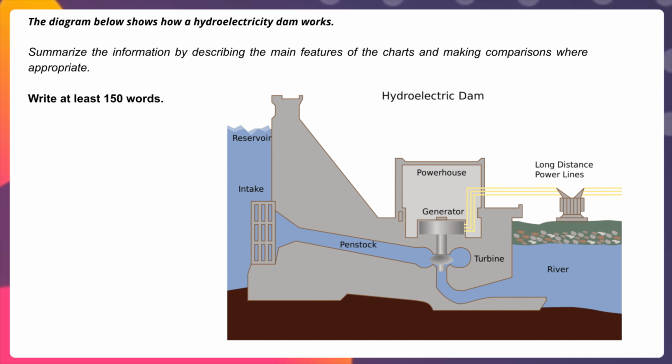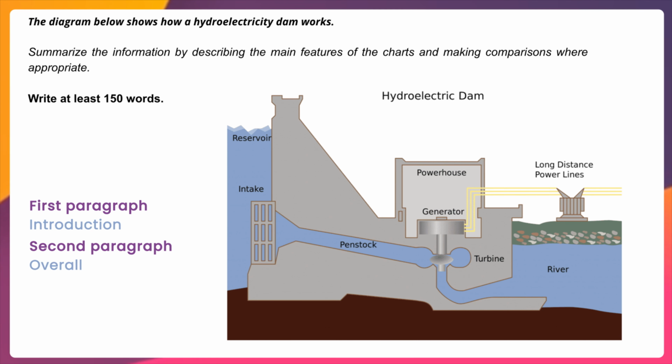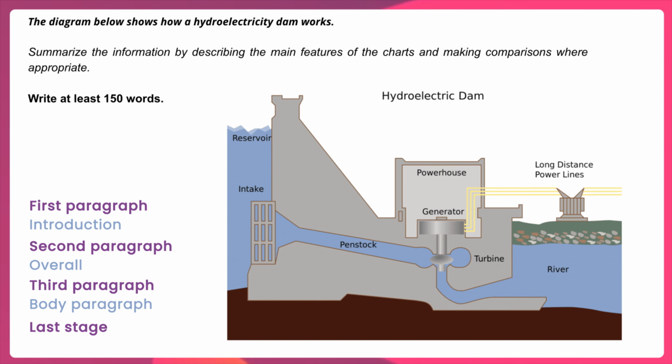I would suggest you take 2 long body paragraphs, which would explain the process before the water gets into the generator and then the process when the electricity is generated. In this manner, you will be able to explain 2 main body paragraphs. So, the first paragraph will be the introduction. The second will talk about the overall process of how the hydroelectricity dam works. And then the third paragraph, the body paragraph, covers the final stages of this particular process.